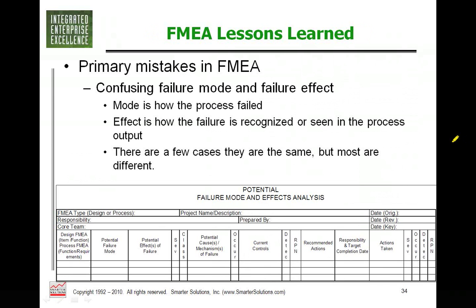Okay, one of the things that happens is confusing failure mode with failure effect. The mode is how the process failed. The effect is how the failure is recognized or seen in the process. Now that's something that's really important to almost memorize, because I've seen that happen a lot of times. People get confused on the mode and the effect.